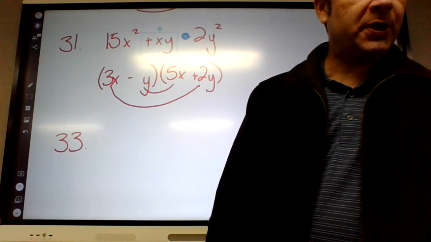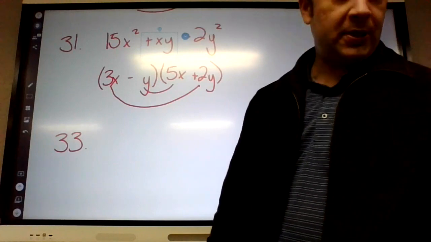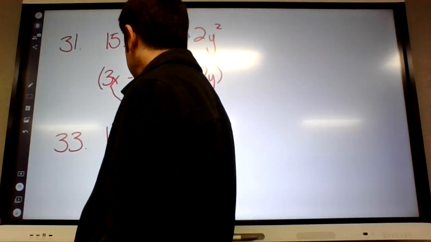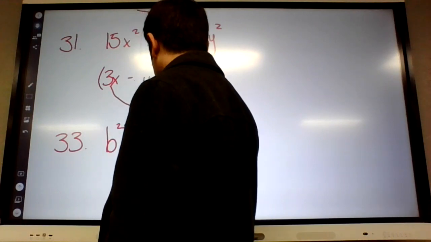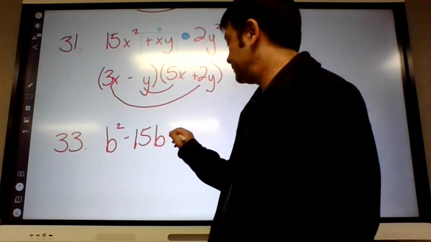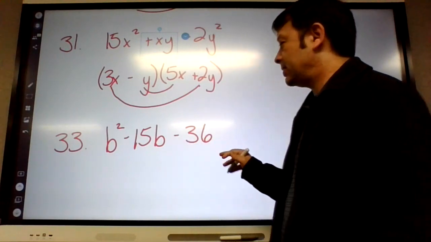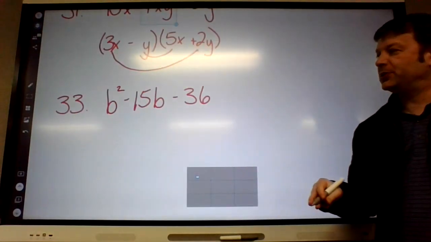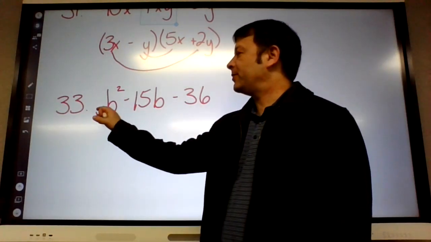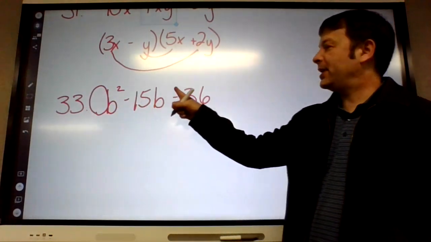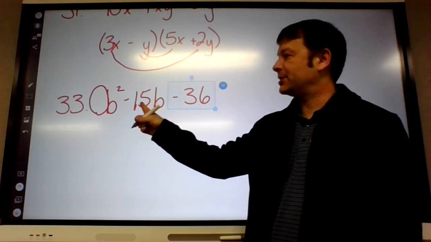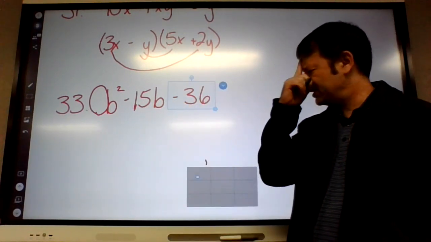26 through 40. Okay, 33: b squared minus 15. Was it minus 36? Yeah. Okay. Well, this one is a little easier because there's no number on the front, right? So all we have to ask is what multiplies into 36 or negative 36 that adds up to negative 15.